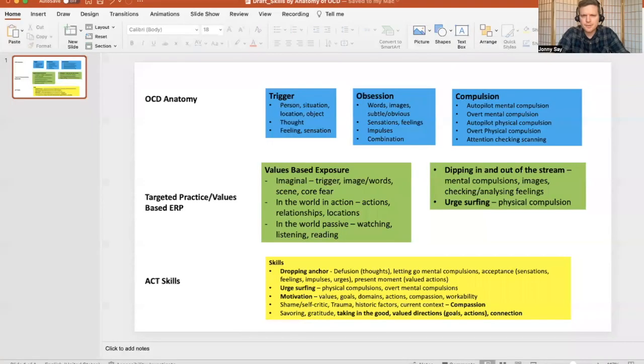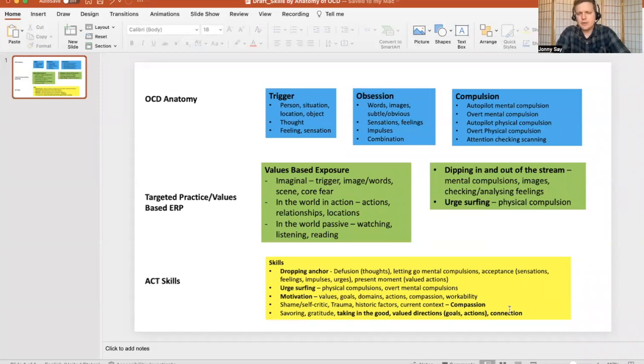I wanted to make a video that walks through my approach to ACT skills for OCD recovery, how to integrate that into exposure and response prevention, and some of the key ideas that I tend to use in my groups or with clients. I'm going to share a slide to help with this.